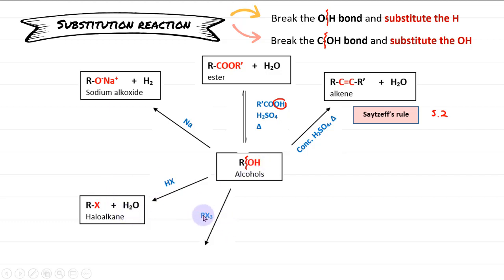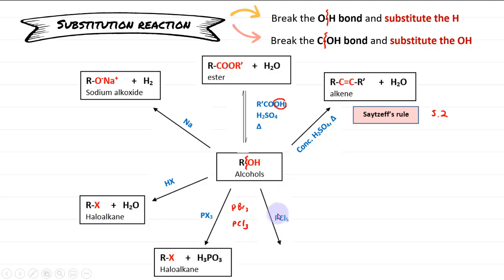And the next one, we have reactions with PX3, either PBr3 or PCl3. We only use chlorine or bromine. The bromine or the chlorine will replace the OH group to get a haloalkane as well. So the difference here will be your side product. Reactions with PX3 will produce H3PO3, phosphorous acid.